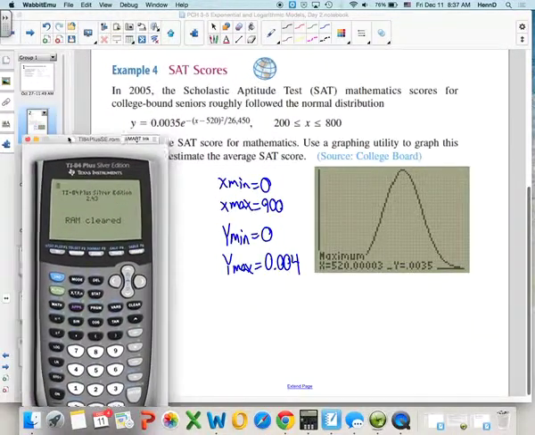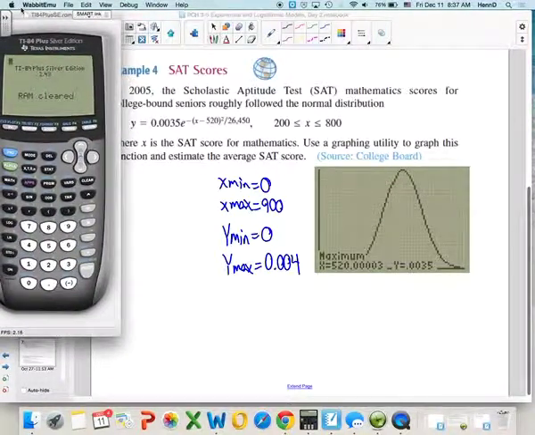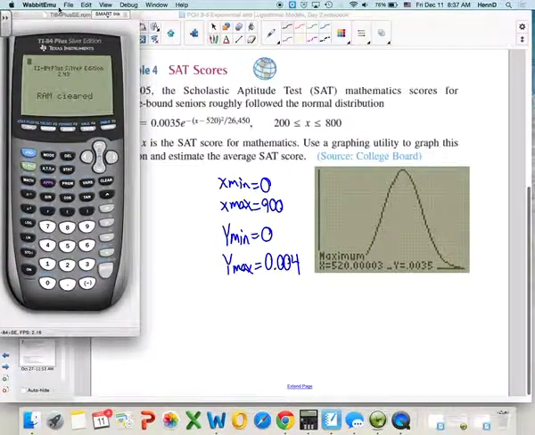Here we have in 2005 the SAT math scores for college-bound seniors roughly followed a normal distribution, and there was our distribution: 0.0035 e to the negative (x minus 520) squared divided by 26,450.